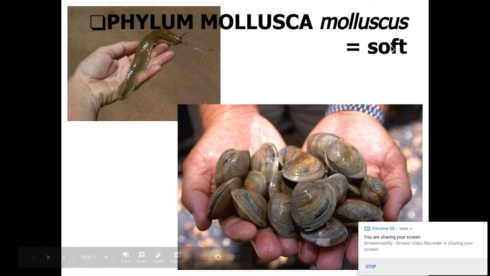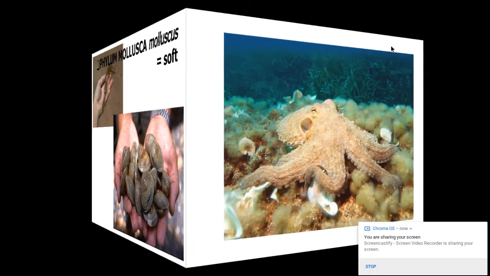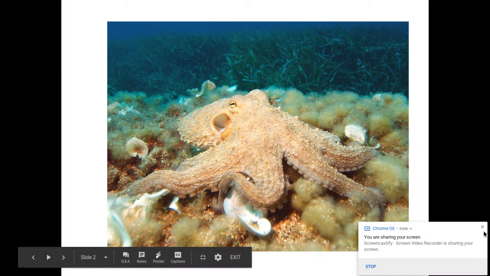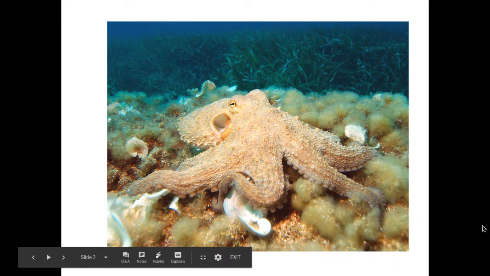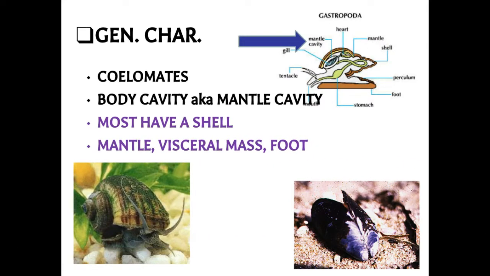Members of the phylum Mollusca are called mollusks. Snails, oysters, clams, octopuses, and squids are examples of mollusks. Mollusks are soft-bodied coelomates that have a three-part body plan. Mollusks also have bilateral symmetry, and most mollusks have a shell.